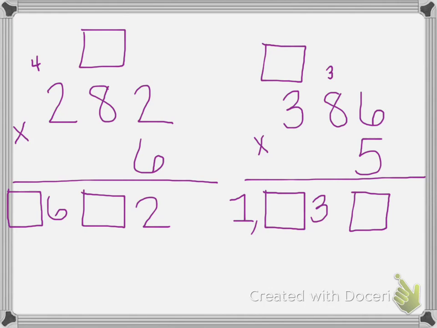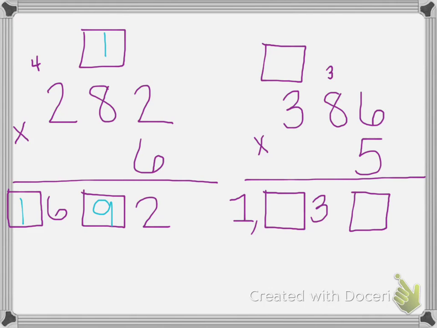Number 4 says fill in the missing digits. For the first one, 6 times 2 is 12. We wrote our 2, carry our 1. 8 times 6 is 48 plus 1 is 49. The 4 is already up there. And 2 times 6 is 12 plus 4 is 16.